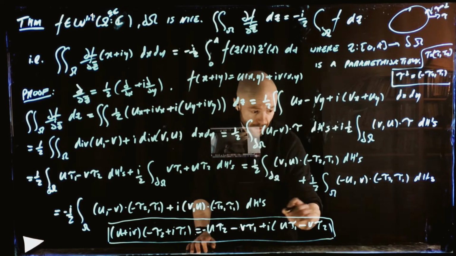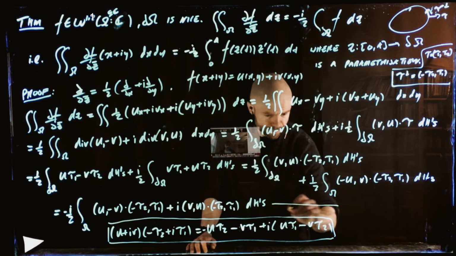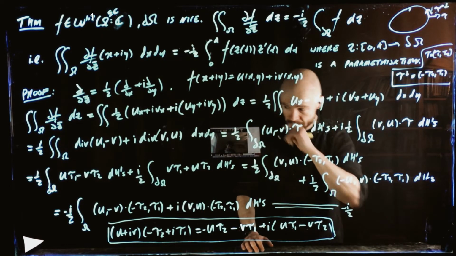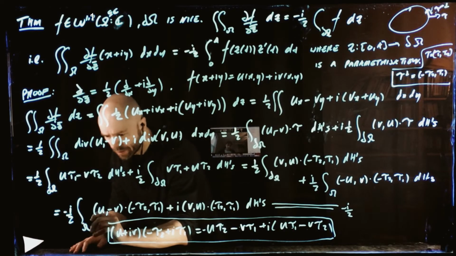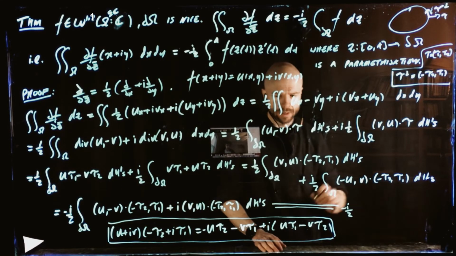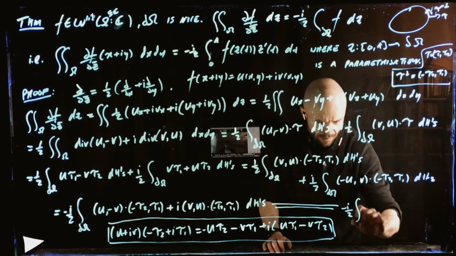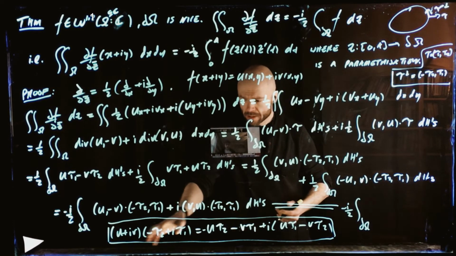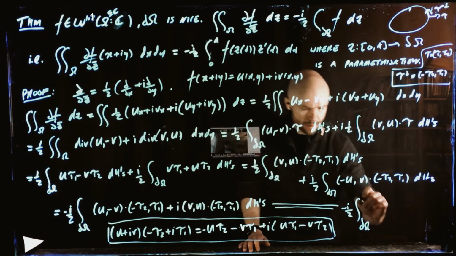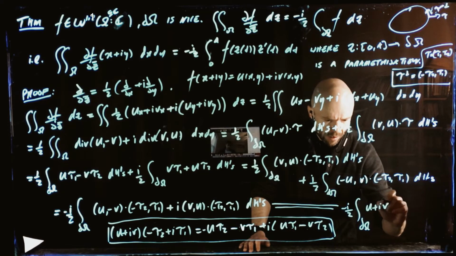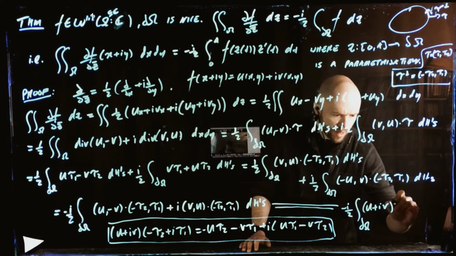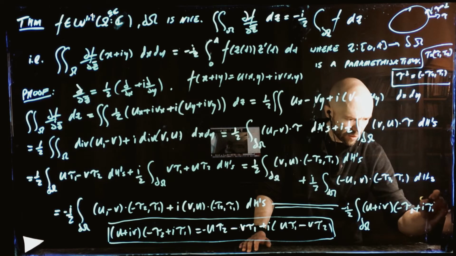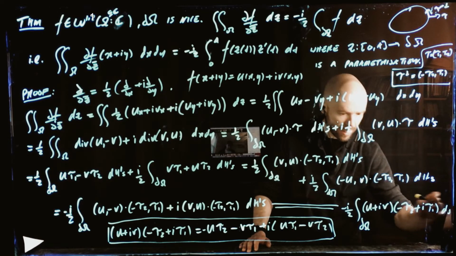That means that this thing, running out of space, is minus i over 2, and I keep forgetting to put the boundary signs, the integral around the boundary. And now we're just going to write this in this form, right? So it's u plus iv, complex multiplied by minus tau 2 plus i times tau 1, ds. Yeah?